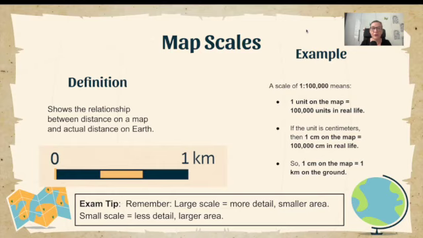The definition shows the relationships between distance on a map and actual distance on Earth. So for example, a scale of 1 to 100,000 means that 1 unit on the map is equal to 100,000 units in real life. So if the unit is in centimeters, then 1 centimeter on the map equals 100,000 centimeters in real life. So 1 centimeter on the map equals 1 kilometer on the ground. Here's your exam tip. Remember, large scale equals more detail, smaller area. Small scale equals less detail, larger area.